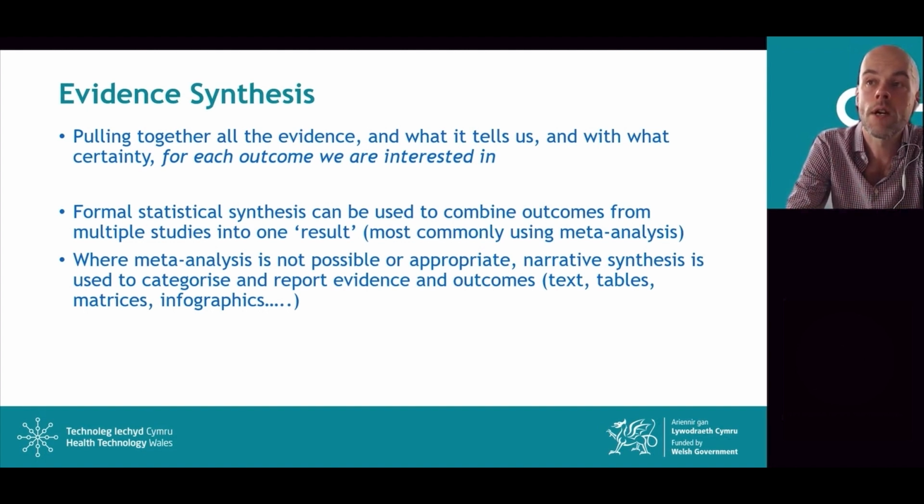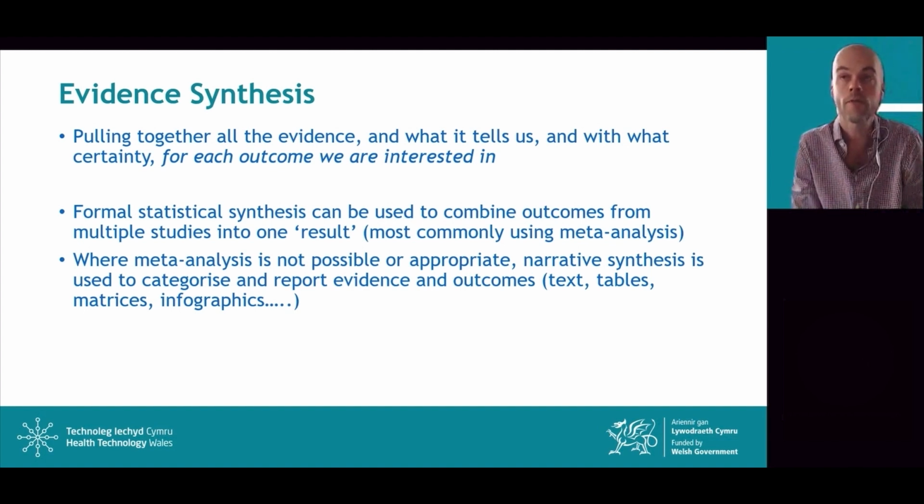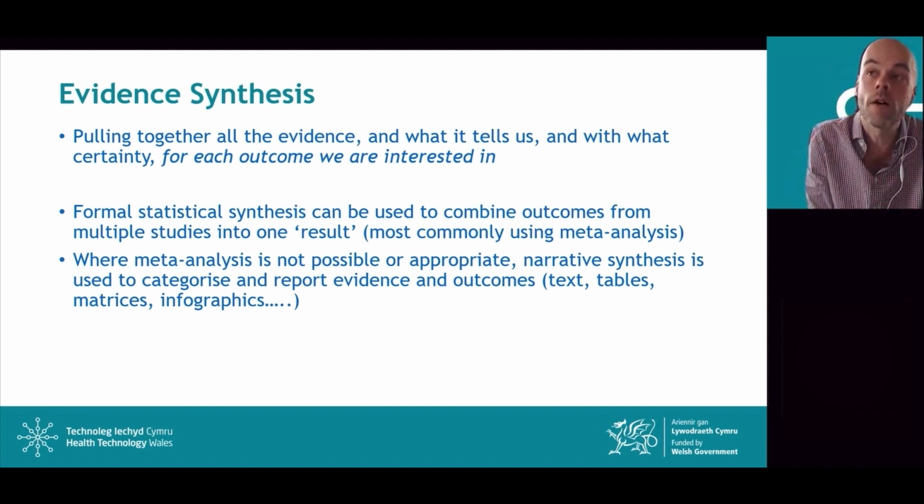Once we've gathered all the evidence and assessed all the evidence, we then do something called evidence synthesis, which is, as it says, pulling together all of the evidence. What does it tell us, and with what certainty from our critical appraisal that we've done? And we do this for each outcome we're interested in. There might be 5 or 6 different outcomes that we're interested in. Evidence synthesis can mean formal statistical analysis using something like meta-analysis, but there are other ways of doing this as well as meta-analysis, but that may be the one that you've most commonly heard of. Any method of formal statistical synthesis that can be used to take results from several studies and combine them into one result in a statistically meaningful way.